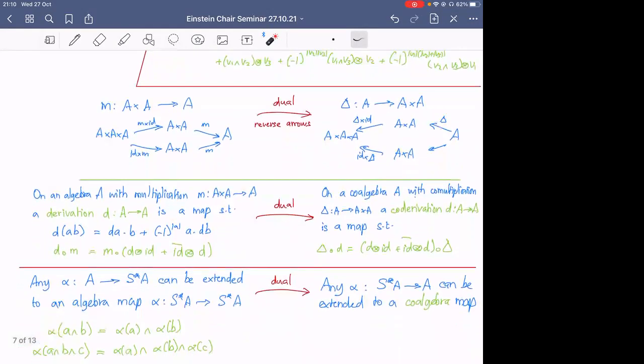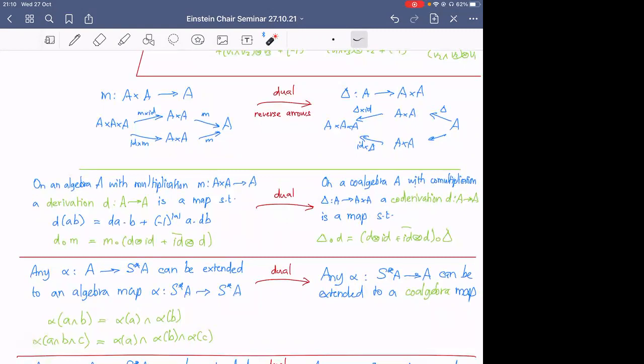By definition, any algebra map from A to S star A, thinking of it as the algebra S star A rather than the co-algebra, can be extended to an algebra map from S star A to S star A. How? If you have a composed object, you simply multiply the images. If you have a map defined on A, how do you define it on S2A or S3A? You just take the appropriate wedges. Similarly, when you change the arrows around, any map from S star A to A can be extended to a co-algebra map from S star A to S star A.